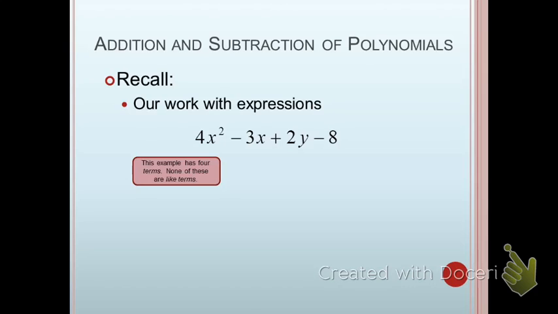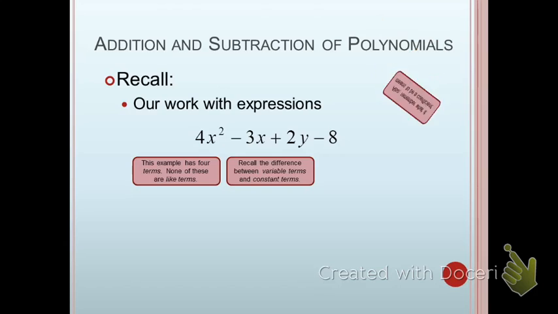None of these terms are like terms. Recall that like terms must have the same variable as well as the same exponent. 4x squared, negative 3x, and the 2y are referred to as variable terms. The negative 8 is considered a constant term.